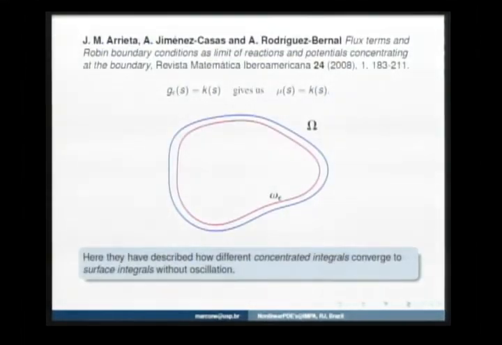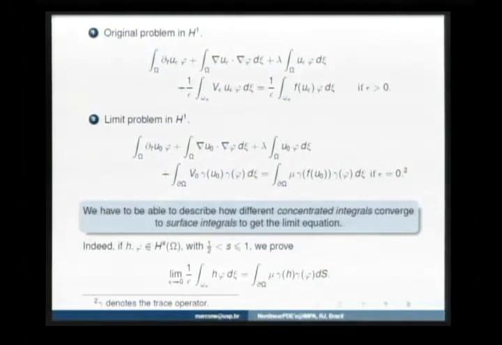So this problem was introduced by Arrieta, Jimenez Casas, and Rodriguez Bernal, and they studied the elliptic problem for Robin boundary conditions. And they just considered the case without oscillation. The g epsilon, of course, does not depend on epsilon, it's a fixed function. And in this work, they studied those integrals here, the concentrated integrals that they call.